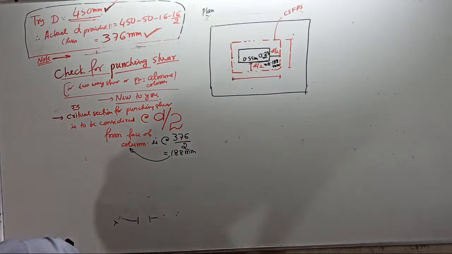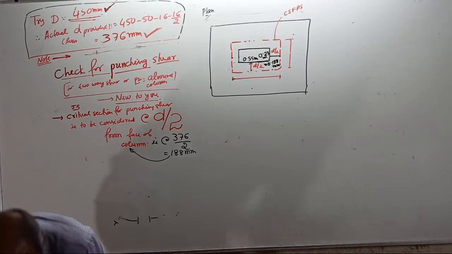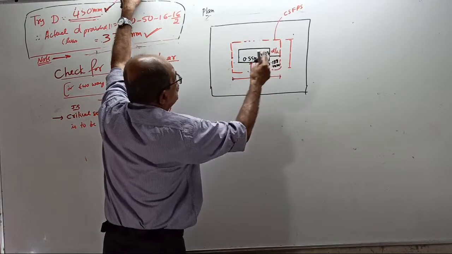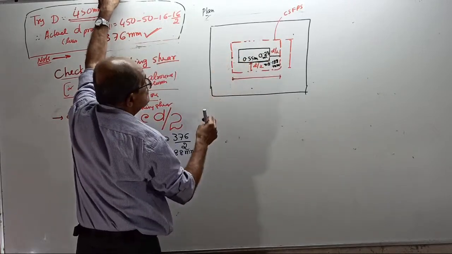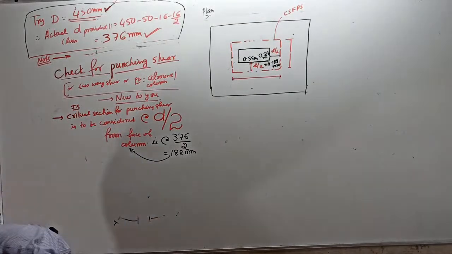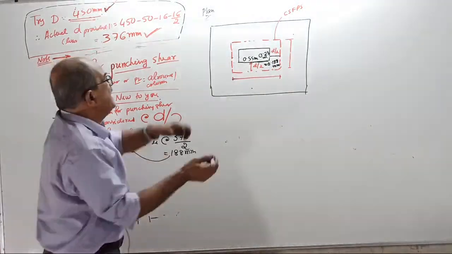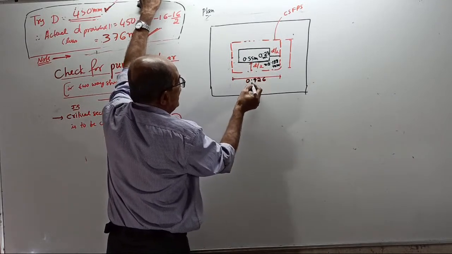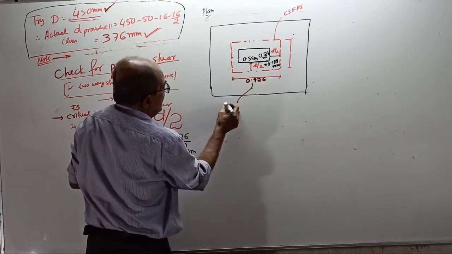18.8. 0.55 plus d by 2 plus d by 2. This much difficulty. 0.926 meter. How did you get 0.926 meter? How did you get that?